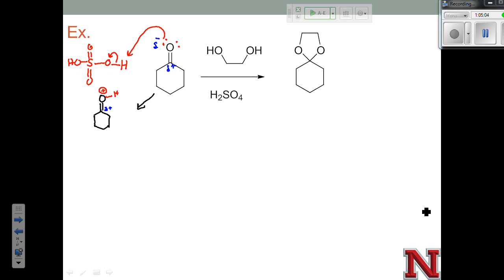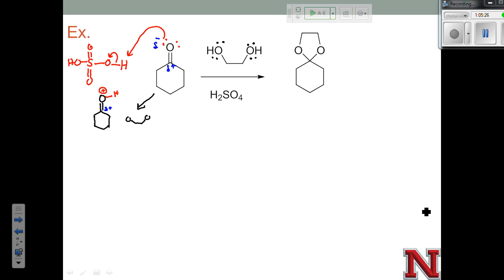The thing on top, our diol. It's a dialcohol. So our diol has electrons. We have two oxygens that have lone pairs. Which one's going to attack first? It doesn't matter. One of them's going to attack. I'm going to redraw it over here just for it to be clear.